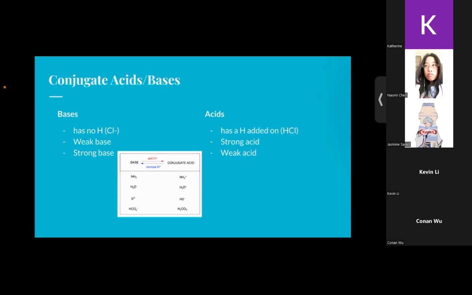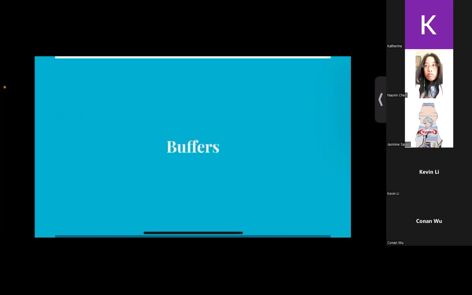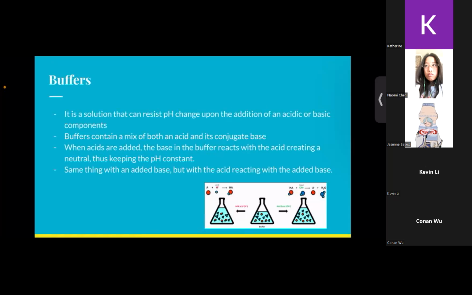So now we're going to talk about buffers. Buffers are kind of like a combination of both the conjugate acid and the base together, and what'll happen when that gets mixed. So a buffer is a solution that can resist pH change upon the addition of acidic or basic components. What a buffer is made of is usually an acid and its conjugate base and maybe some water or something else.